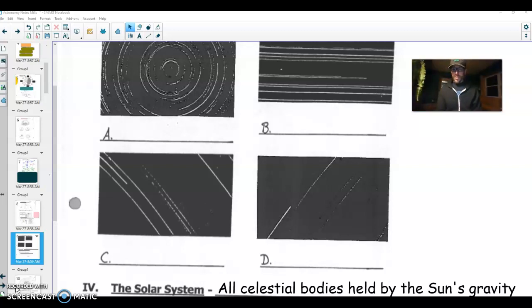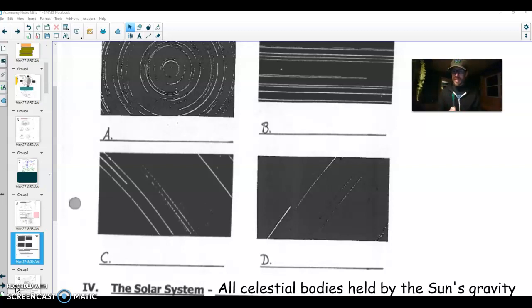Evidence supporting the idea that the Earth rotates includes the Coriolis effect and the Foucault pendulum. Now, if you're worried about spelling, they're both on your sheet in the bullets right below. The Coriolis effect states that objects are deflected to the right in the northern hemisphere and to the left in the southern hemisphere. And the Foucault pendulum swings back and forth while the Earth rotates.